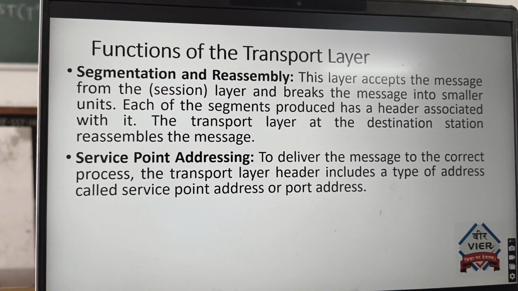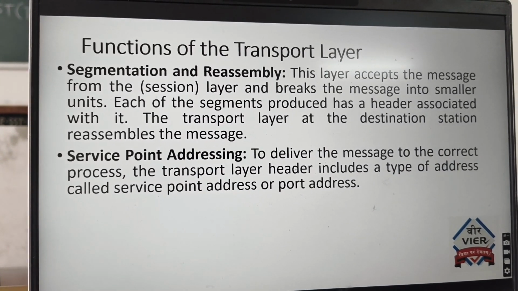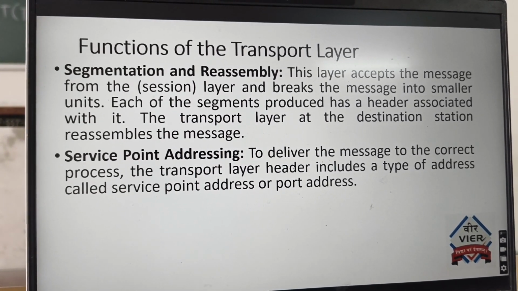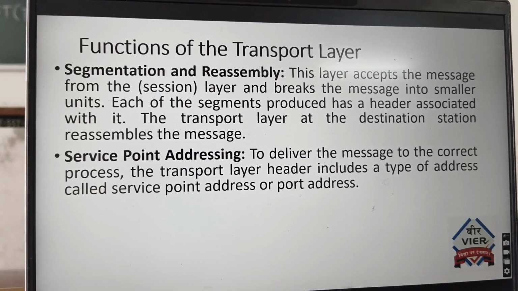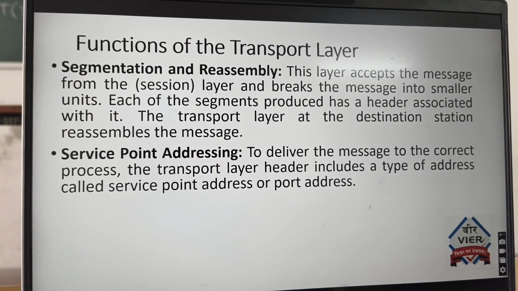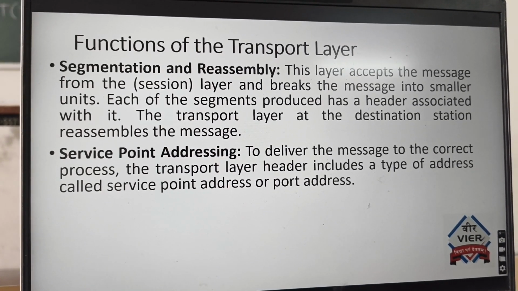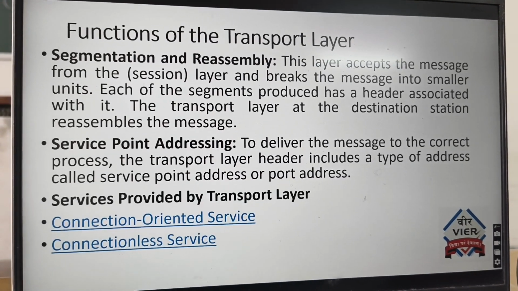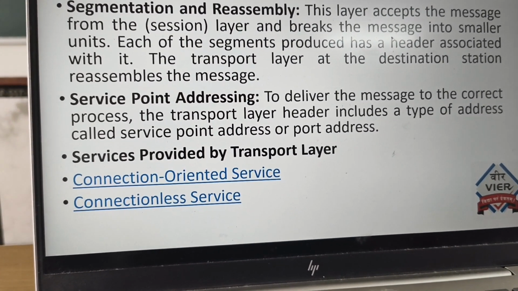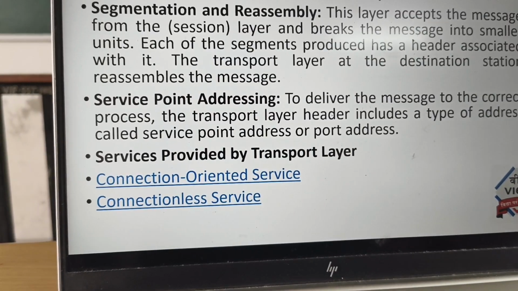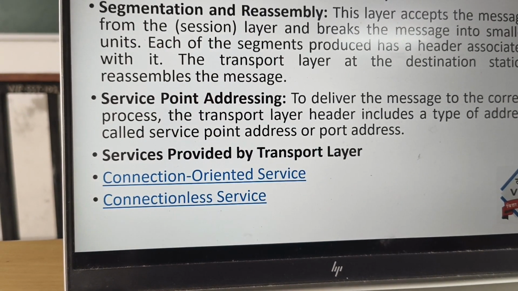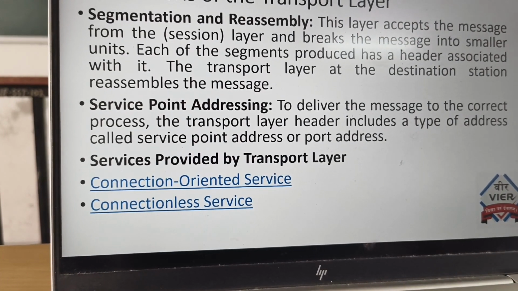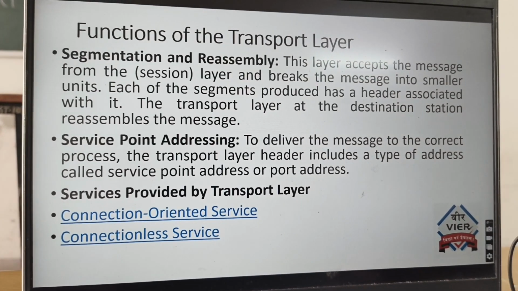The second function of the transport layer is service point addressing. To deliver the message to the correct process, the transport layer header includes a type of address called service point address, or the port address. The services provided by the transport layer are connection-oriented services and connection-less services. So both the services are provided by the transport layer.